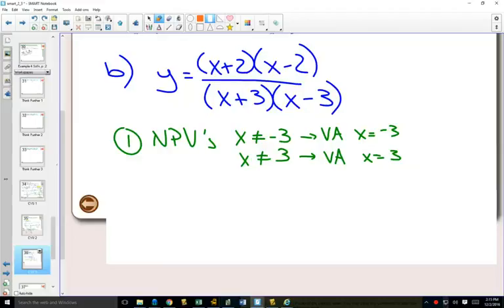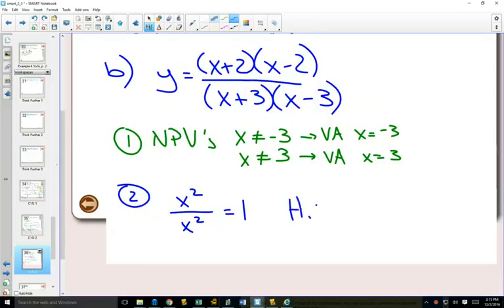Step 2. What's the highest power? X squared. We have an x squared on the top and an x squared on the bottom. This simplifies to 1. What does that mean? Horizontal asymptote at y equals 1.